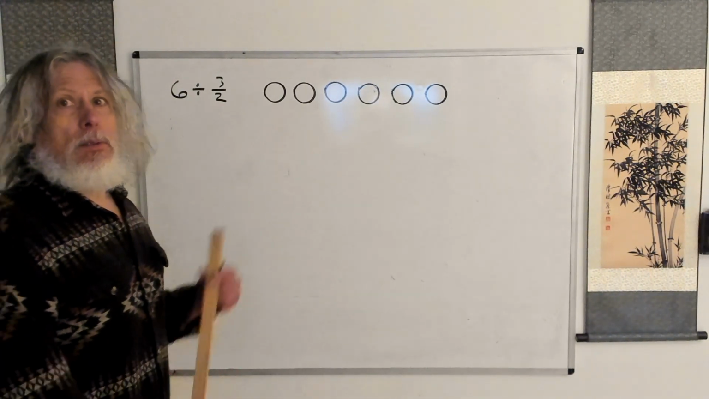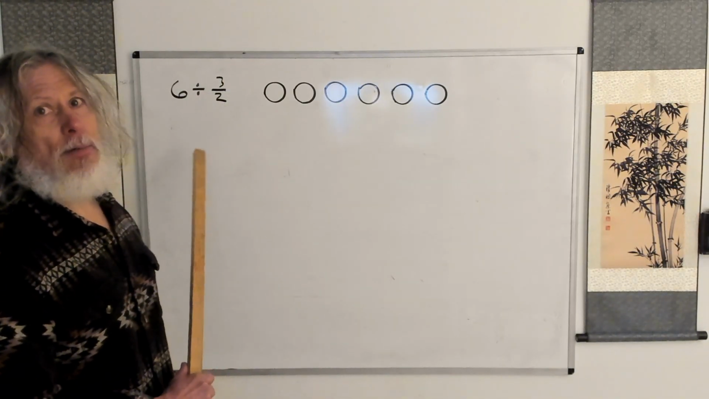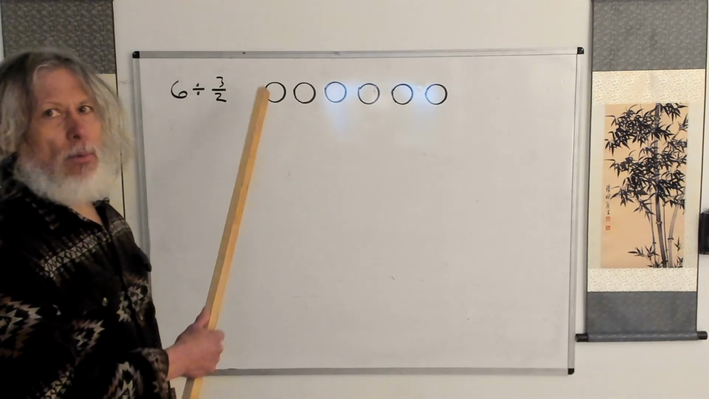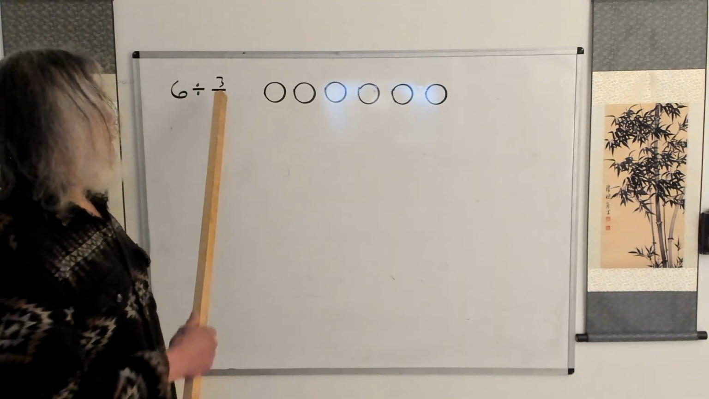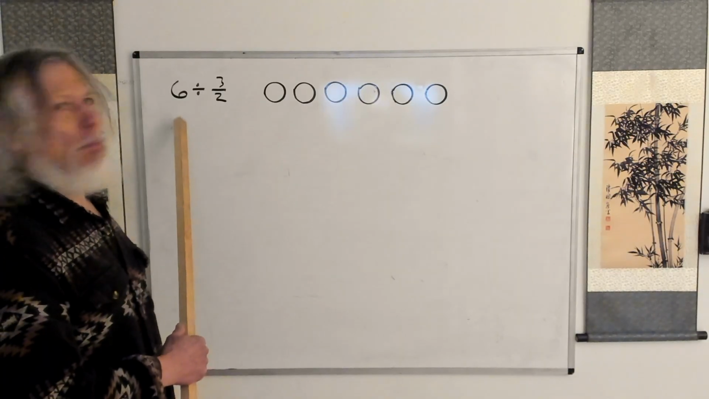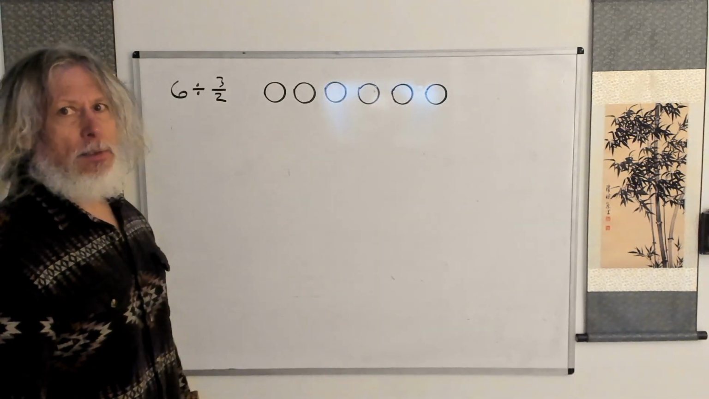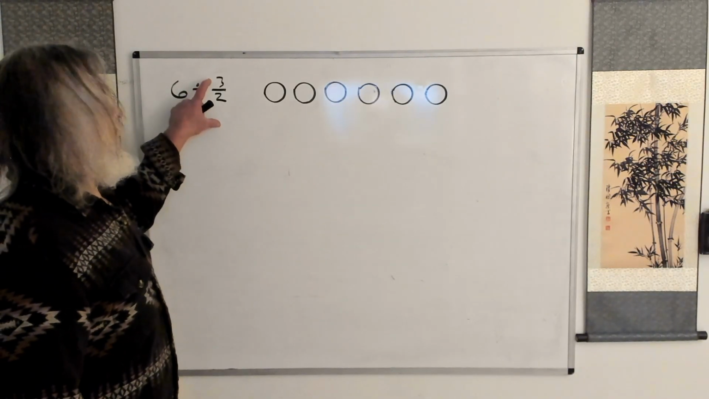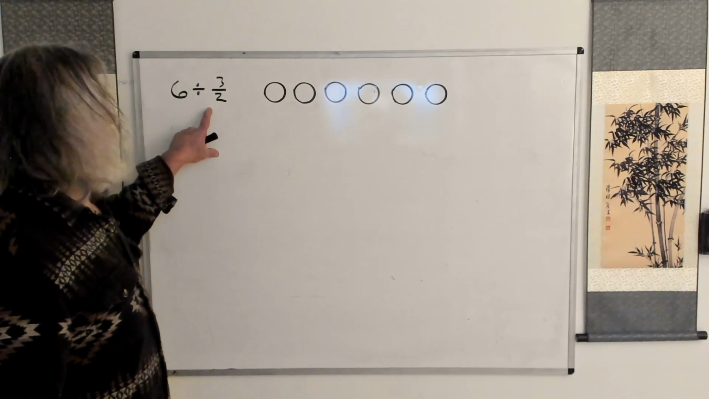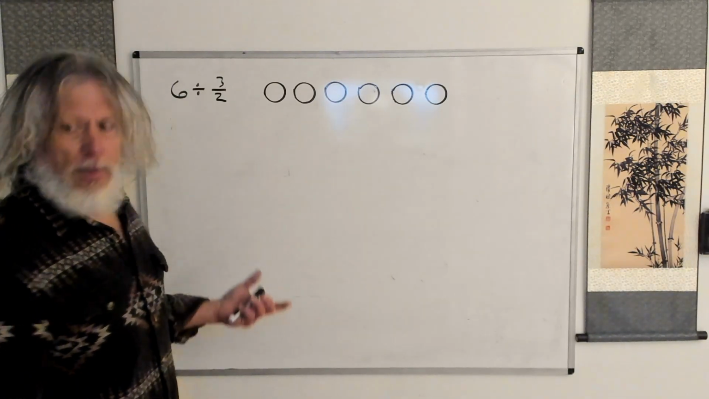All right, something a little more. Let's try 6 divided by 3 halves instead of 1 half. The 1 half is easier. Now, a little more going on here. So, again, 1, 2, 3, 4, 5, 6, 6 things. We got to take 3 of 2 equal parts. We got to get the 6 and cut them into halves. And then we can take 3 of the halves.